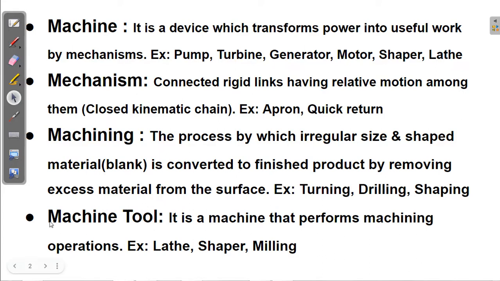Now coming to the last one in this list, that is the machine tool. So machine tool is a machine that performs machining operations. Examples: lathe, shaper, milling. These are different kinds of machine tool. The thing that you have to remember is that machine tool is basically a subset of the machine, and they are special purpose machines which are used to perform machining operations.